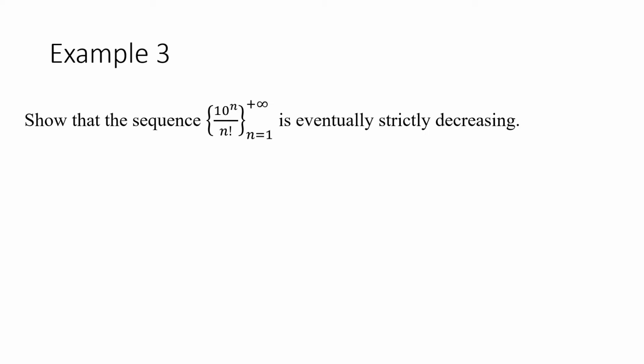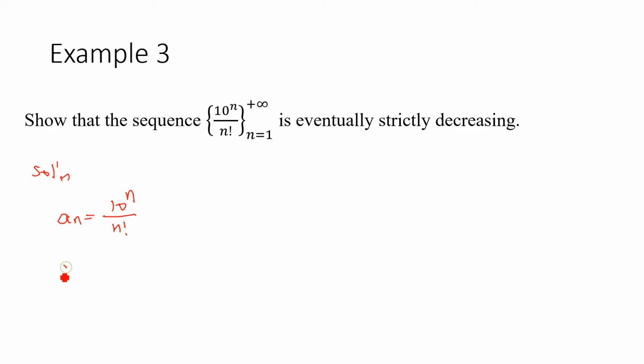So at first the sequence is erratic because of the presence of the denominator, which is n factorial. So let's have our solution to this problem. For our solution, let's use the ratio. Our a sub n is equal to 10 raised to n all over n factorial.